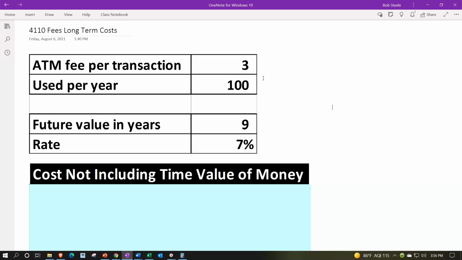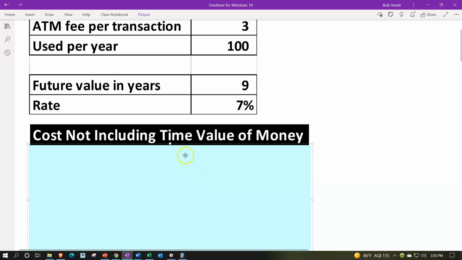then we can figure out how much that would cost us per year, $300, and then we can figure out how much it might cost us over a longer period of time, a number of years, which we're going to choose 9 as the number of years, and then we'll figure out what might be the future value calculation. And then we'll also look at a present value calculation as well. So let's first calculate this out over 9 years.